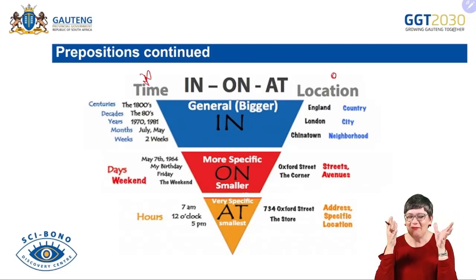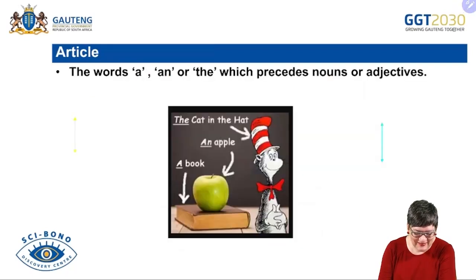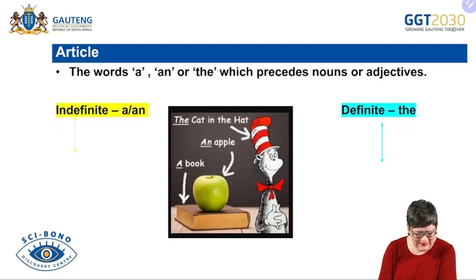So always keep this in mind when you struggle to figure out which one to use. Sure, that's going to help. Right, articles. Let's run through them. I'm sure you know these things, ladies and gents. We've got the indefinite ones, the A and the AN, and we've got the definite one, the.